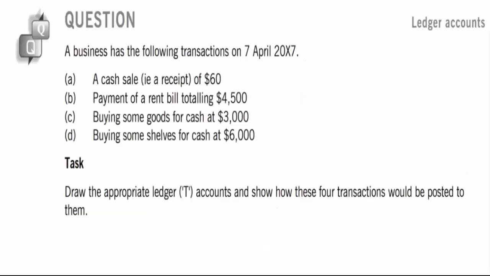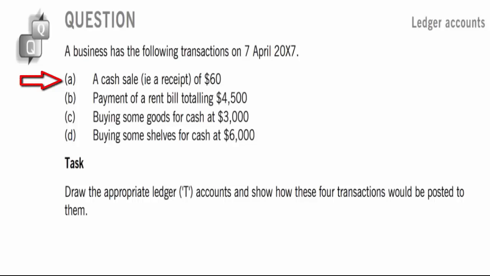This solved question shows how to record cash transactions in ledger T accounts using the double-entry bookkeeping system, where each transaction affects at least 2 accounts. One account is debited, recorded on the left side, and another is credited, recorded on the right side. Let's break down each transaction clearly and in a way that's easy to understand.